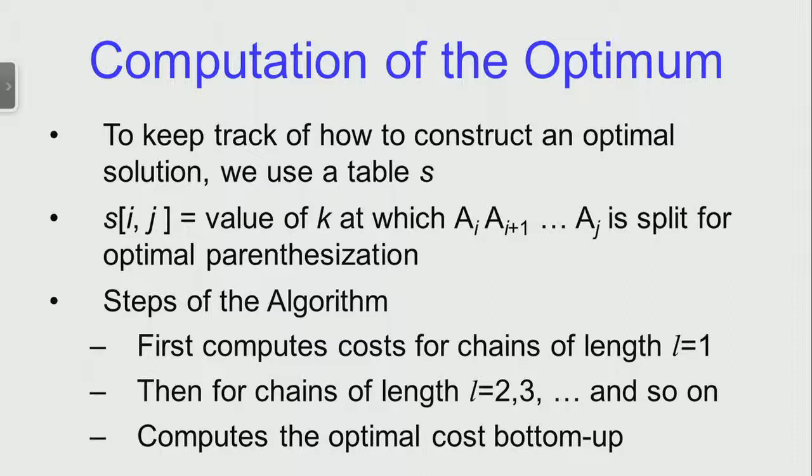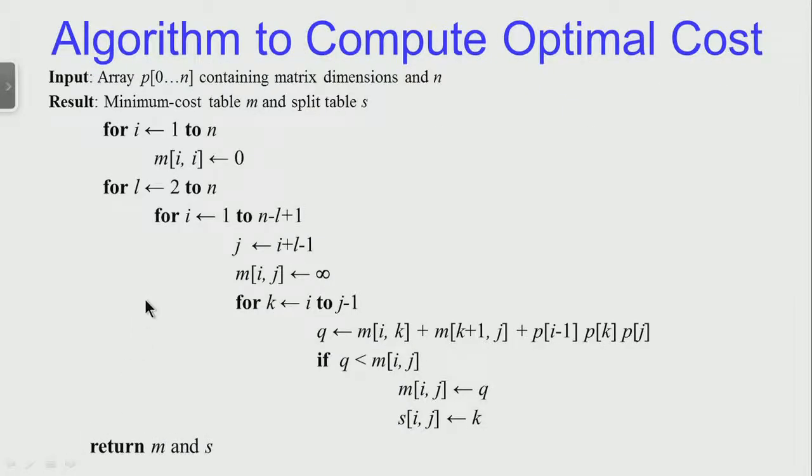The steps in this algorithm are to compute the minimum number of scalar multiplications for chains of length 1. From there, we compute the minimum number of parenthesizations for chains of length 2 and 3 and so on. This is the bottom up calculation method of the optimum value of m of 1 comma n. This is the algorithm description.